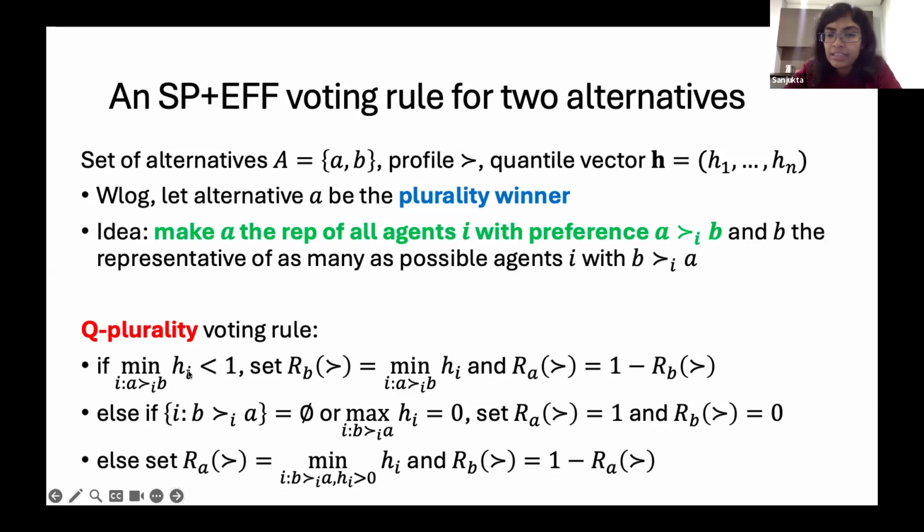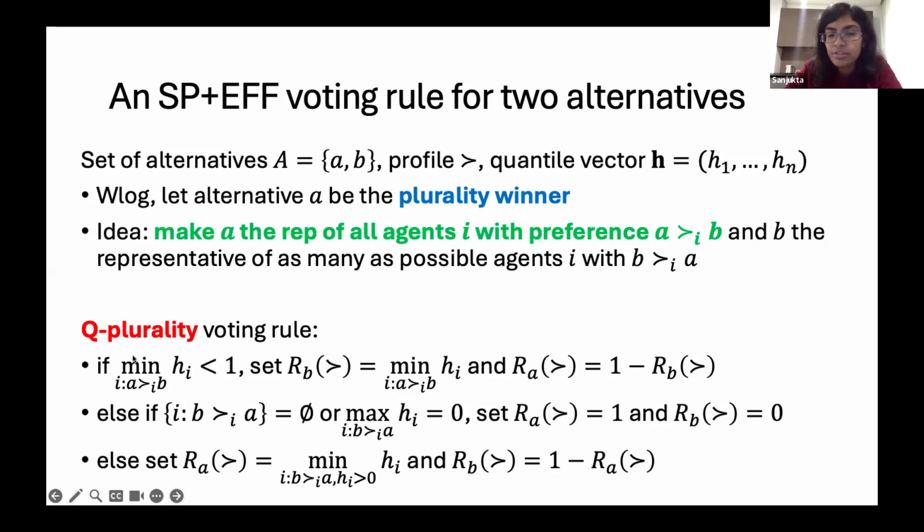In the other case, if the minimum is not less than 1, that means every agent who likes A better than B has quantile parameter 1. Quantile parameter 1 basically means that the agents are very optimistic, and 0 means they're quite pessimistic, because 1 means that if you give a very small probability to their top alternative, they will consider that as their representative.